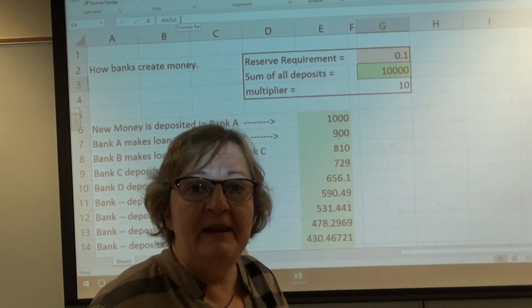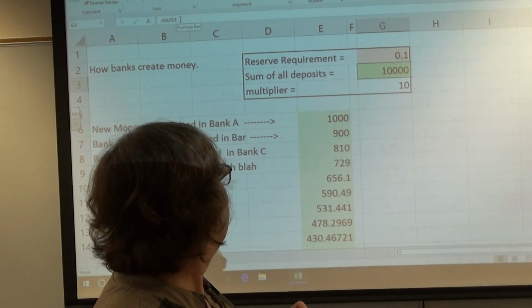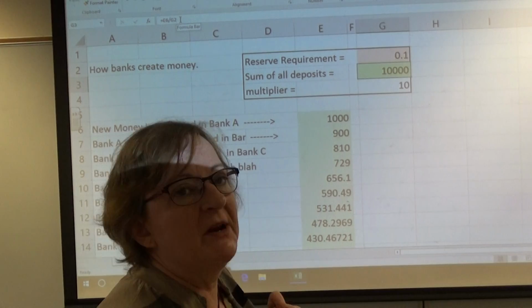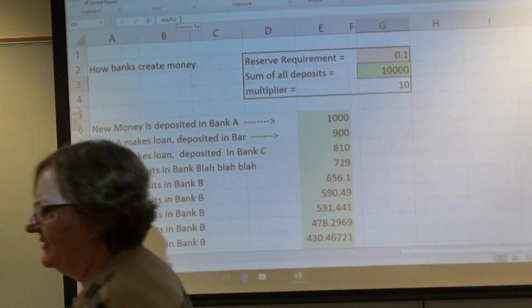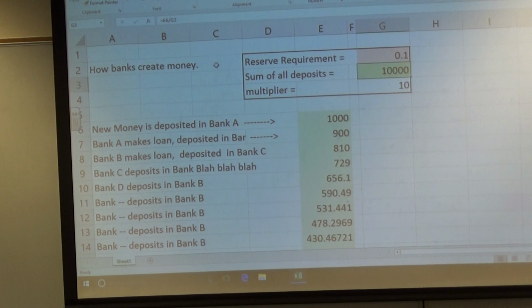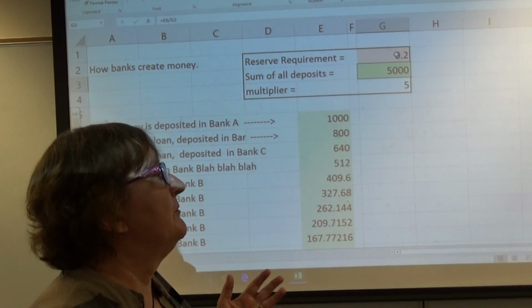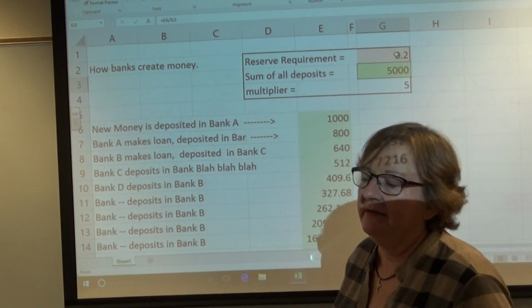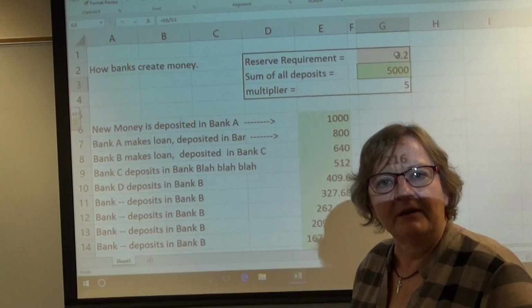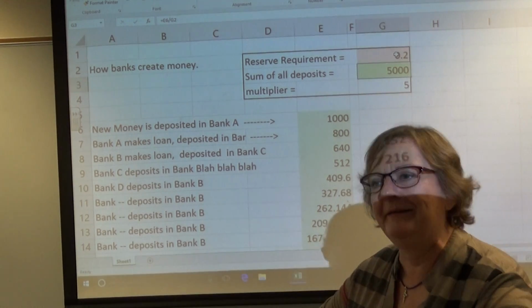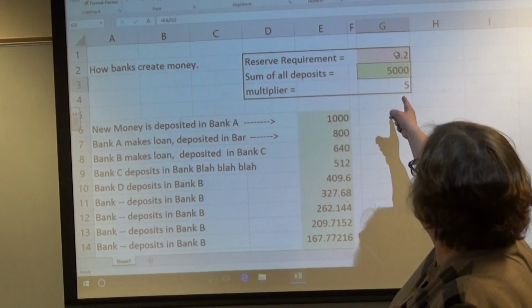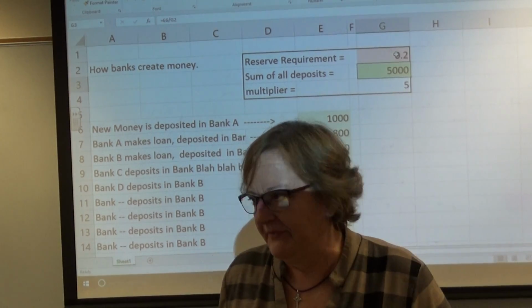We need to make sure they're safer. So we need to make the reserve requirement higher. So let's just double the reserve requirement, shall we? So watch what happens to the sum of all deposits when I change this to 0.2. We just cut the money supply in half. And remember, money is sort of like the lifeblood of the economy. You need enough blood to keep things moving. So we just cut the money in half by doubling the reserve requirement.